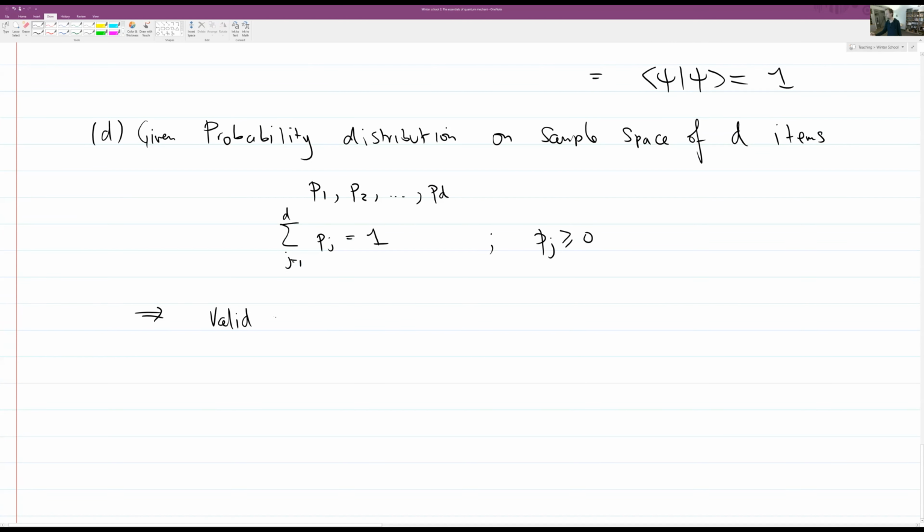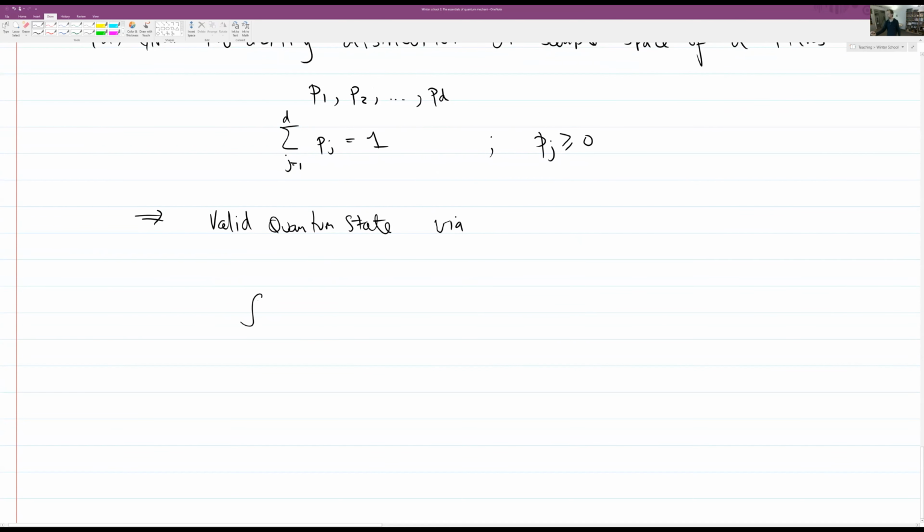We get a valid quantum state representing this. And what you do is you take these probabilities and you stick them on the diagonal of a matrix. So all the other entries are zero, except for the diagonals, which are just these probabilities. Is this a valid quantum state?